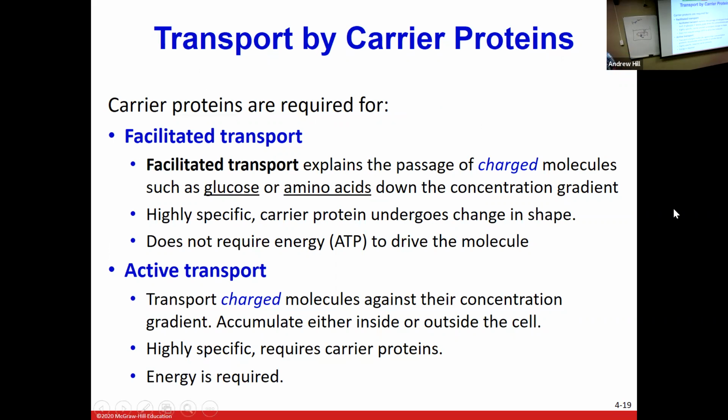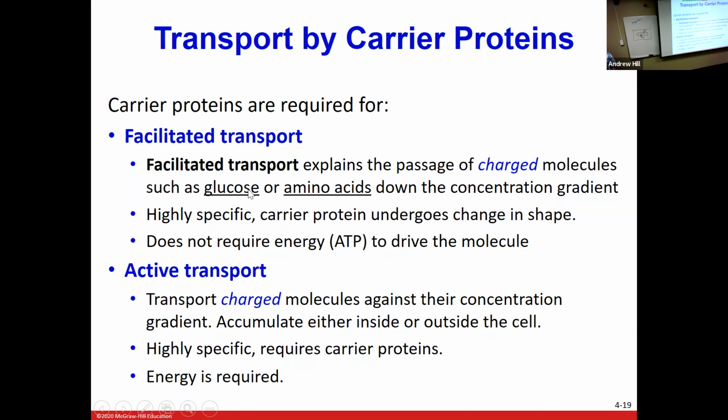Facilitated transport explains the passage of charged molecules, such as glucose or amino acids, down the concentration gradient. So let's use the example of glucose. We talked about this before. Glucose is typically in a higher concentration outside of the cell than inside, because our cells use up glucose to make ATP.